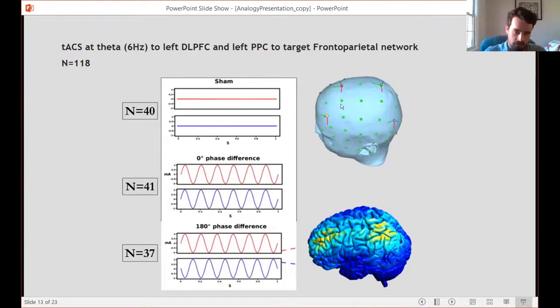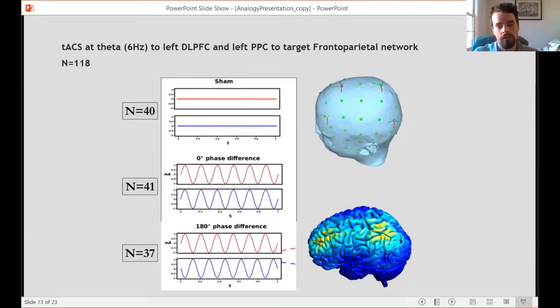So we had 3 different conditions. The first condition is the sham, where we set up the stimulation, but we don't actually deliver it. We had 40 participants there. Then there's the 0-degree phase difference condition, which is theorized to synchronize the cortical oscillations between the 2 regions. So the current is traveling between these anodal electrodes and the cathodal back and forth, and they're started at the exact same time, and they're in phase with one another.